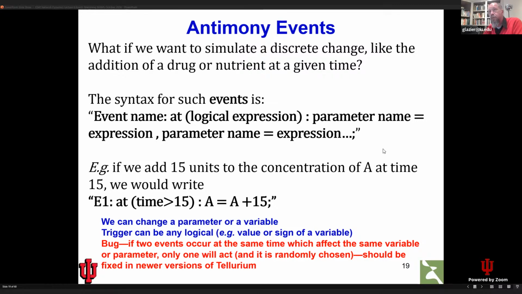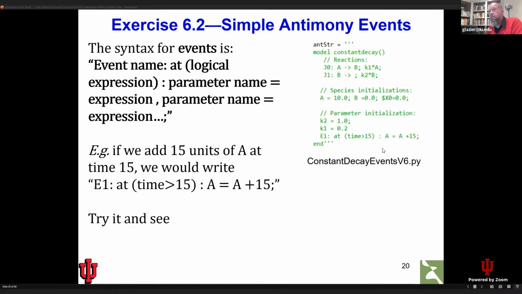Okay. So let's use a simple Antimony event. If you can run Colab, you could have a simple reaction. A goes to B at a rate K1 times A. B goes to nothing at a rate K2 times B. Let A equal 10, B equals 0. I don't know why I have X0 there. That's left over from something else. I'll set K2 equal to 1, K1 equal to 0.2. And then at time 15, A equals A plus 15. And now run that and plot it.